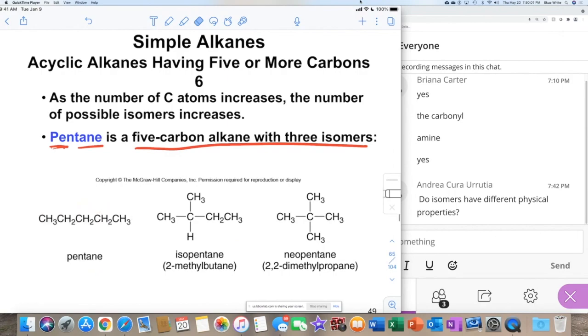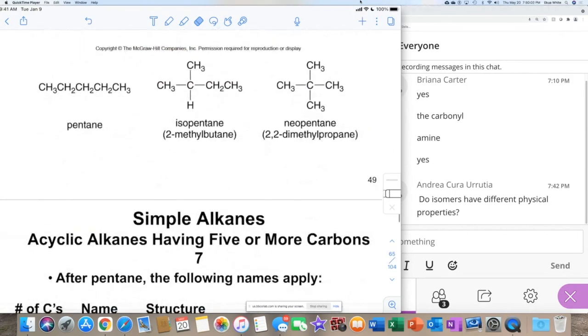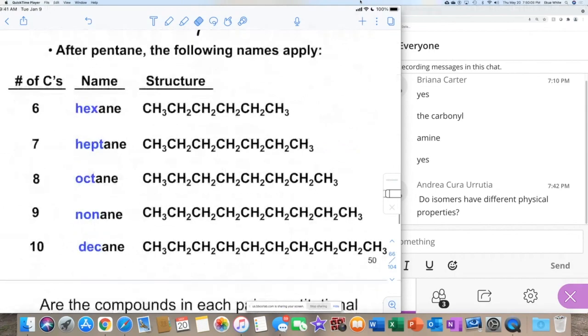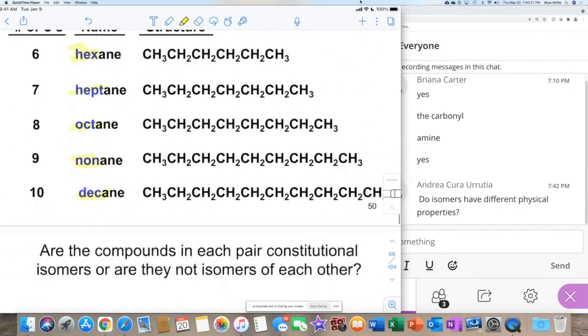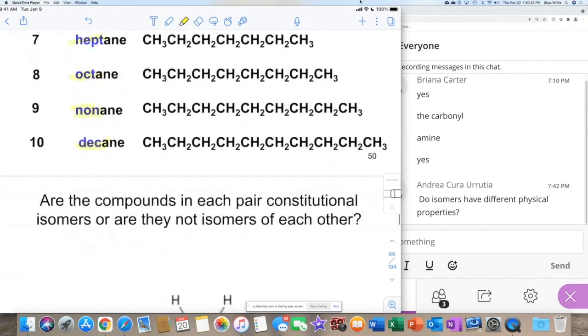Okay, I know I went over this yesterday, but I wanted to make sure we went over it again. They go through here telling you the remaining prefixes. Hex stands for 6, so we have hexane, heptane, octane, nonane, decane. Dec for 10, like in a decade. Nonane for 9, octane for 8, heptane for 7, hexane for 6.